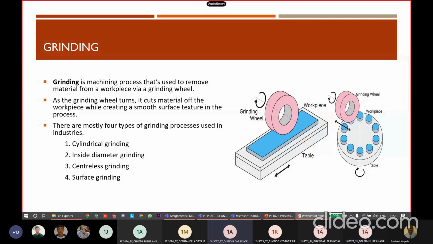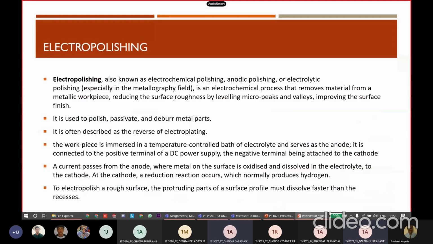The next is electropolishing. Electropolishing is also known as electrochemical polishing. It is an electrochemical process that removes material from the metallic workpiece, reducing the surface roughness by leveling micro peaks and valleys, and thus improving the finish.